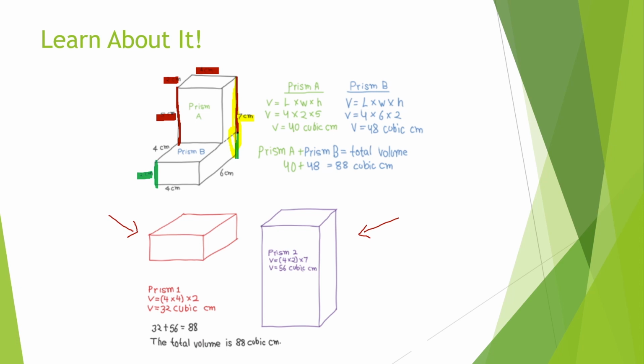And let's take a look at our other dimensions. We have 4 centimeters and 6 centimeters. So then we have 4 times 6 times 2. So for prism B, our volume is going to be 48 cubic centimeters. And then we put it back together. So we want to combine our volumes from prism A and prism B, and that gives us 88 cubic centimeters.